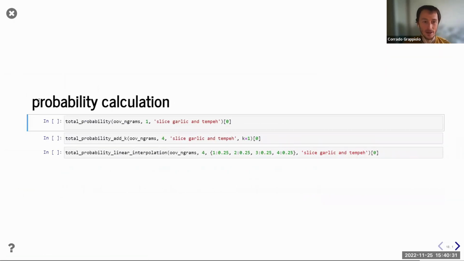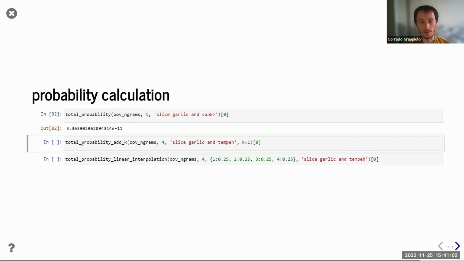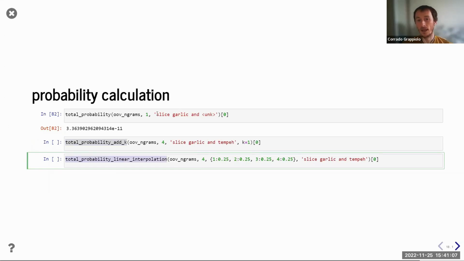Now that we have unknown tokens, we can calculate the probabilities of sequences that contain out of vocabulary words, because tempe is not present in the vocabulary, yet we convert it into unk. You can see it in this way: it should return the same probability value. Yes, as you can see, it's the same. Of course, we can do the same story. We can also use smoothing and interpolation, because we can still have a problem with the co-occurrence of words.